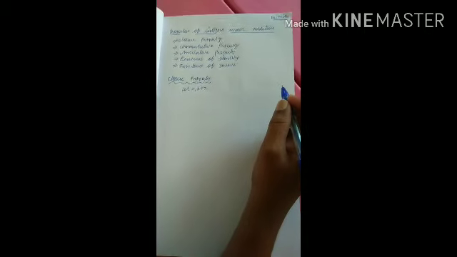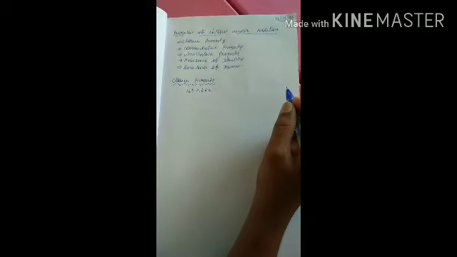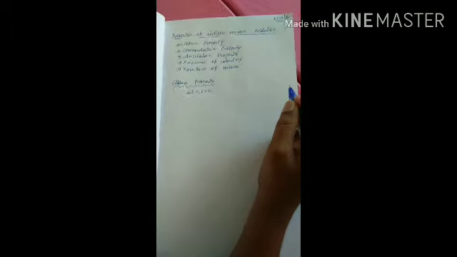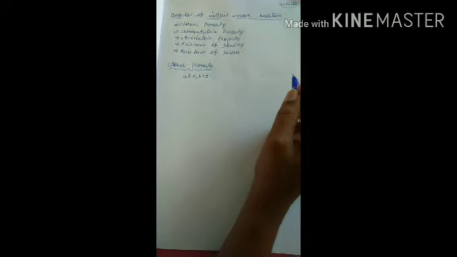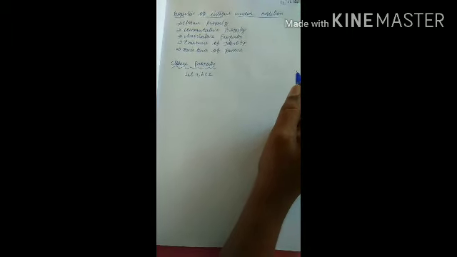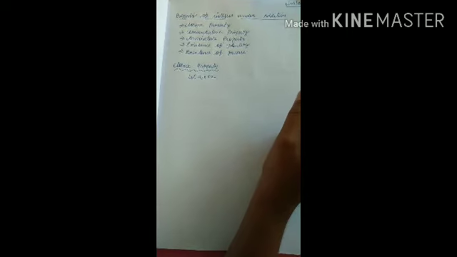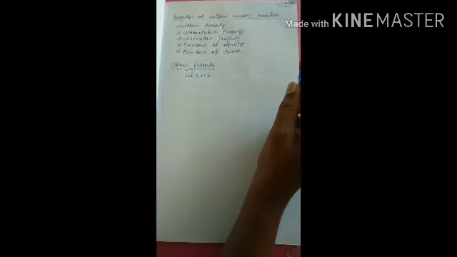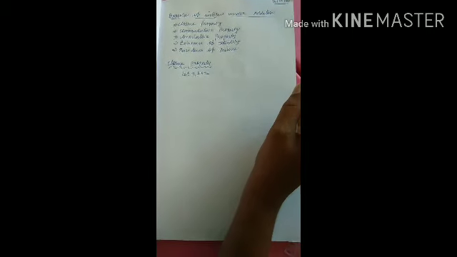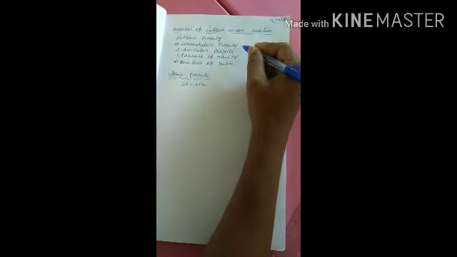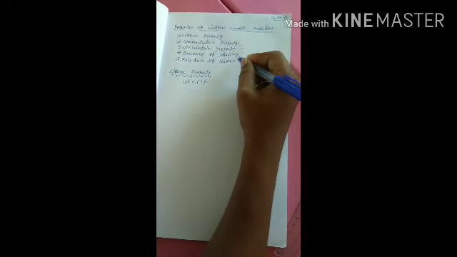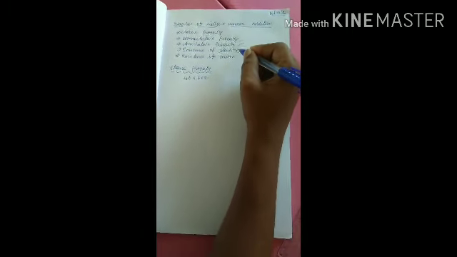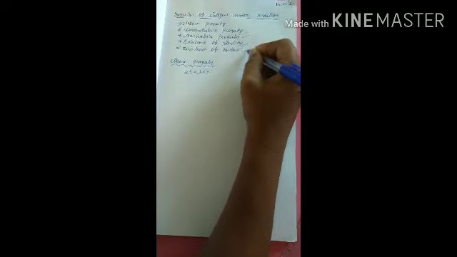Today we will discuss properties of integers under addition. In the last video we have seen integers and their properties and examples. Now, properties of integers under addition. Here 5 properties are there: first one, closure property, commutative property, associative property, existence of identity, and finally existence of inverse.